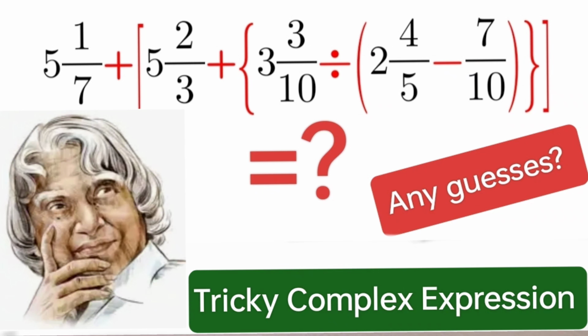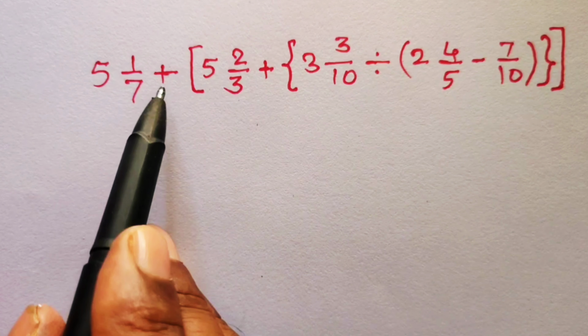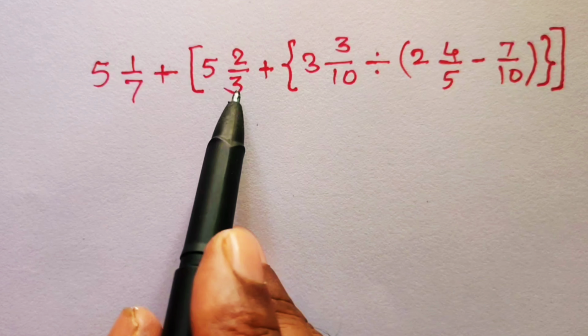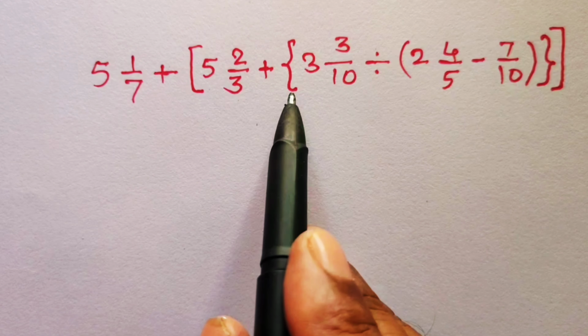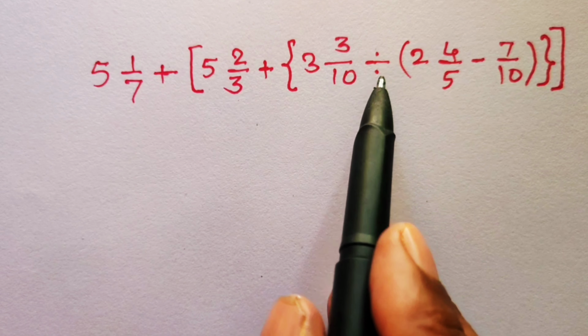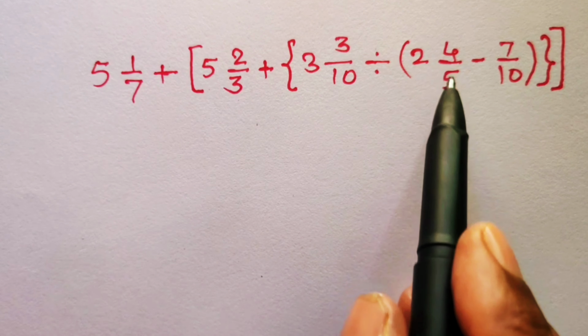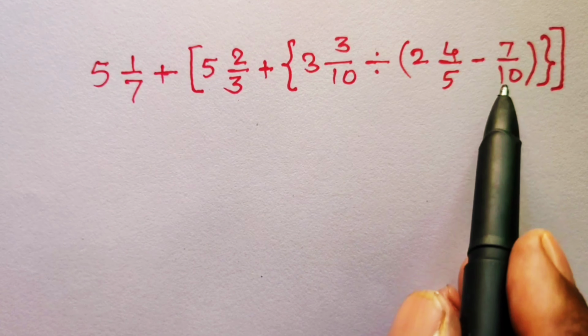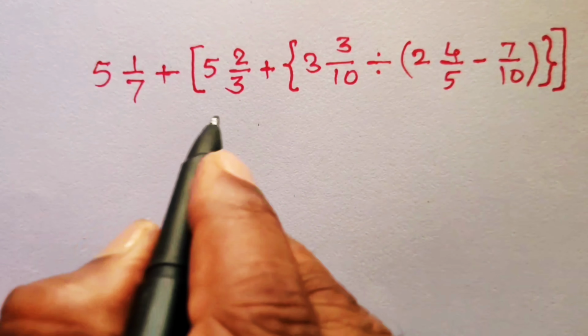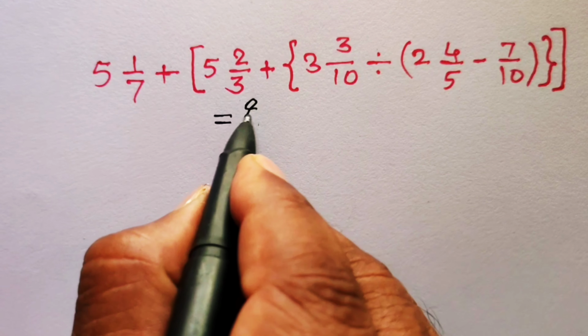Hello everyone, welcome to today's session, our step-by-step solution of this complex mathematical expression in which division, multiplication, addition and subtraction are involved. To simplify the fractions in this expression: 5 and 1/7 plus, into square bracket, 5 and 2/3 plus, into curly bracket, 3 and 3/10 divided by, into box bracket, 2 and 4/5 minus 7 over 10, bracket close. We have to find the value of this expression.